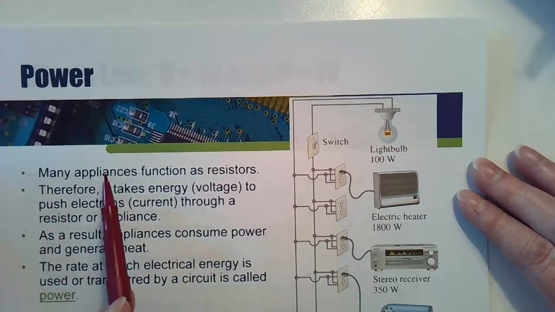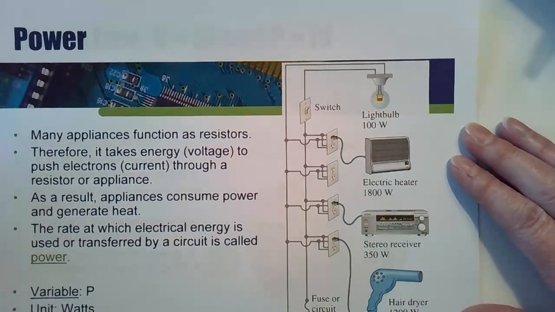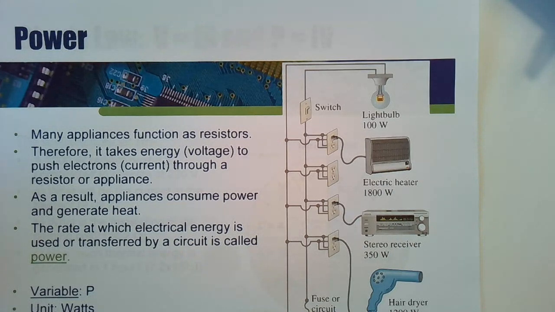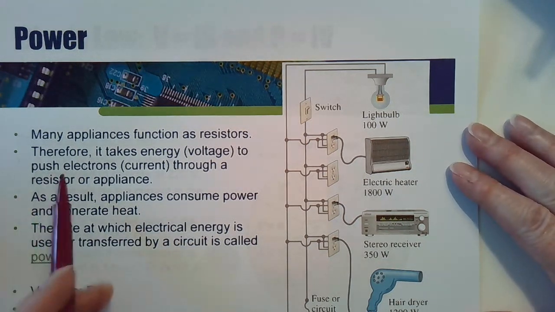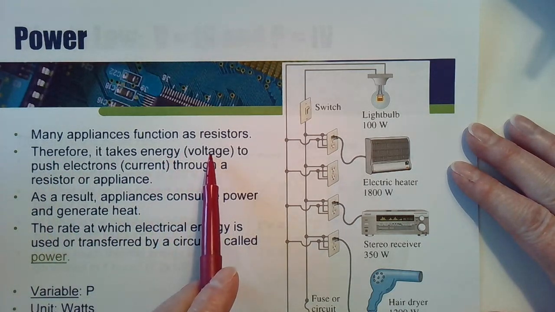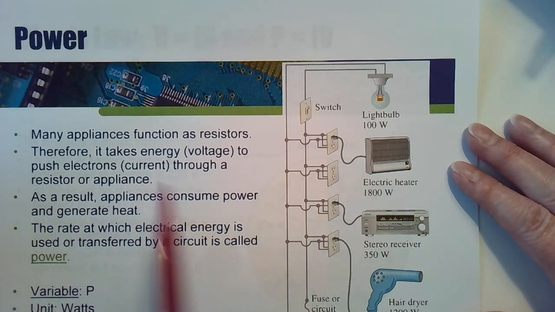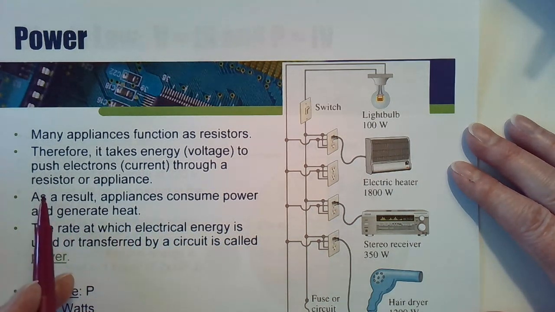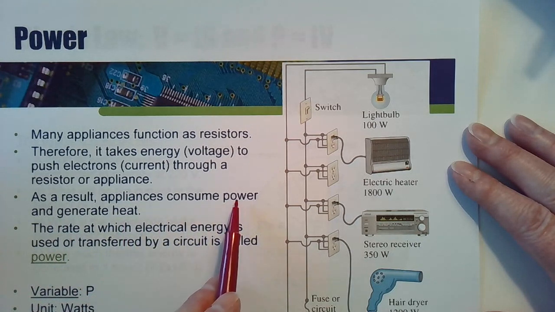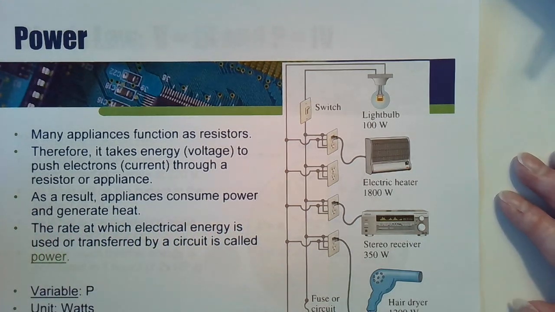It says many appliances function as resistors. Basically, if you plug it in, it is acting as a resistor, because when you plug something in, you are stealing some of the electron flow. You're making the electrons go through your appliance instead of just bypassing it. So it takes energy or voltage to push the electrons, the current, through a resistor or an appliance. It says, as a result, appliances consume power and generate heat.